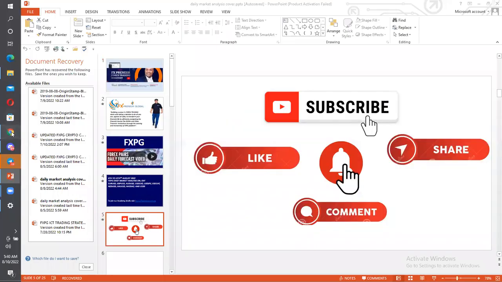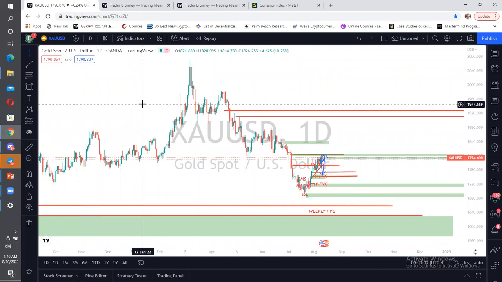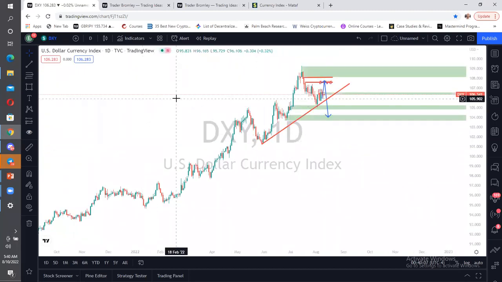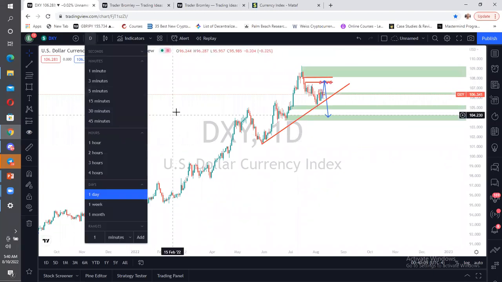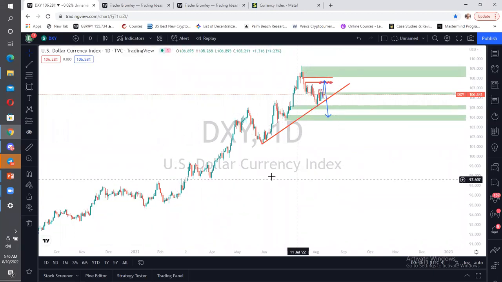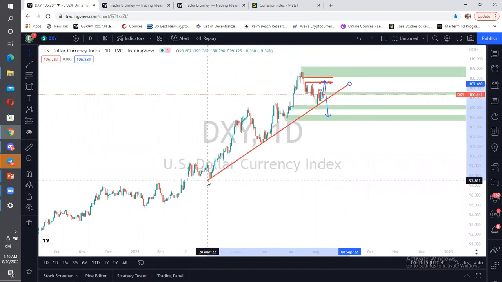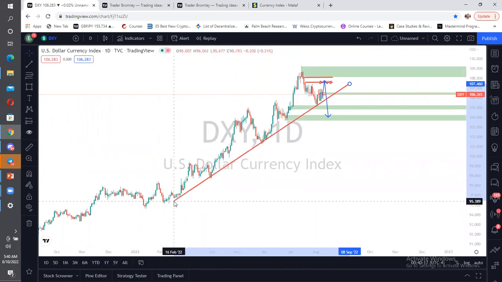Let's go straight up to what we have for today. And we're going straight up to our dollar index. This is the daily dollar index. And this is the trend line liquidity we have on the dollar index.